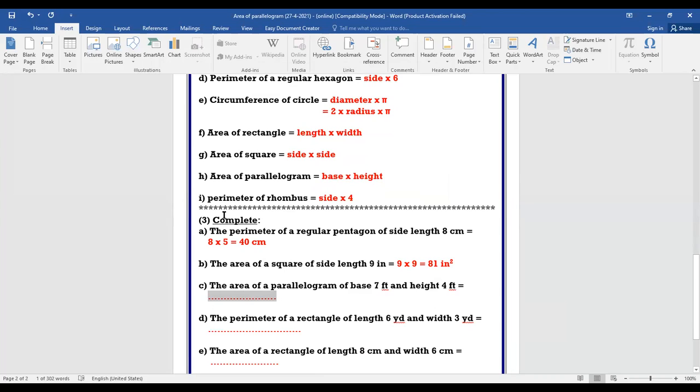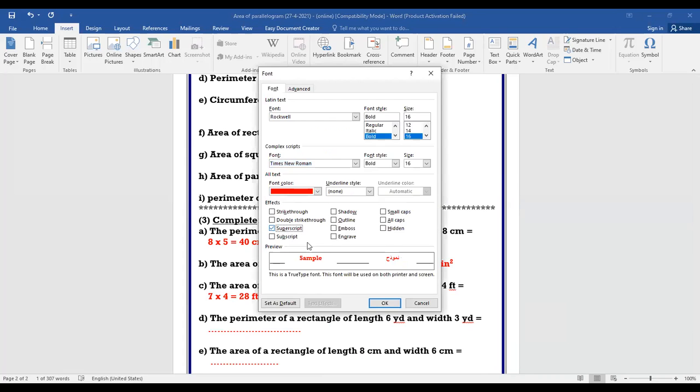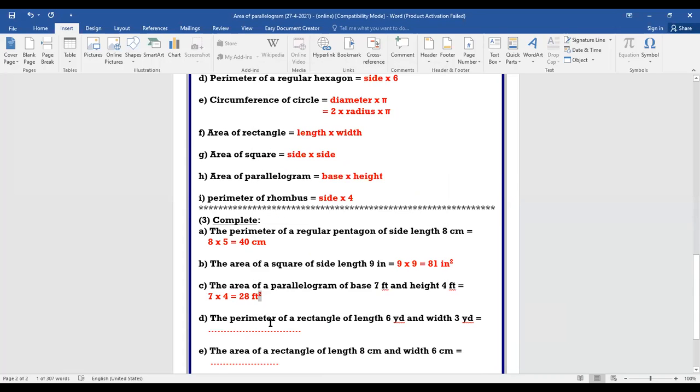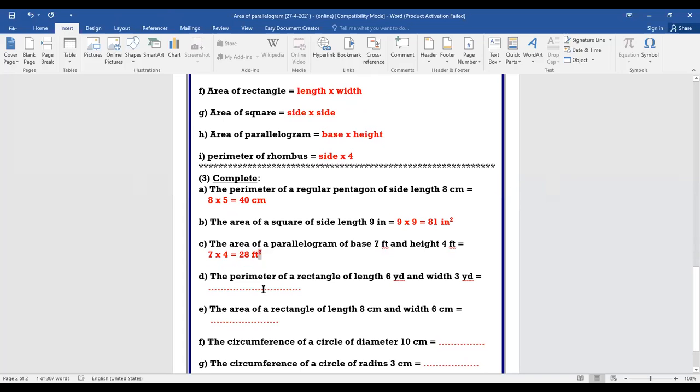The area of a parallelogram of base 7 and height 4 will be 7 multiplied by 4, which equals 28 feet squared. For any area you must write the power of 2, because here we use 2 dimensions to find the area. Okay, the perimeter of a rectangle of length 6 and width 3.